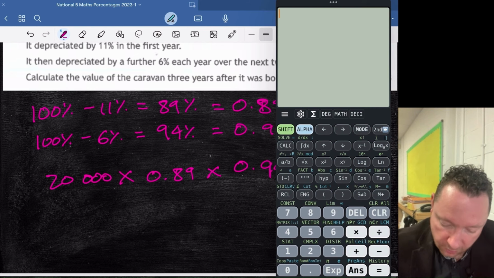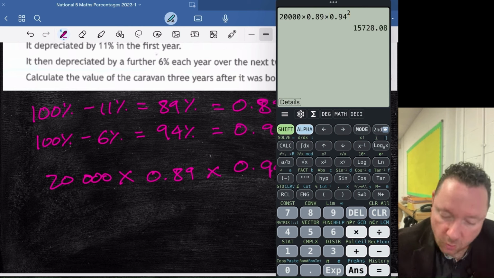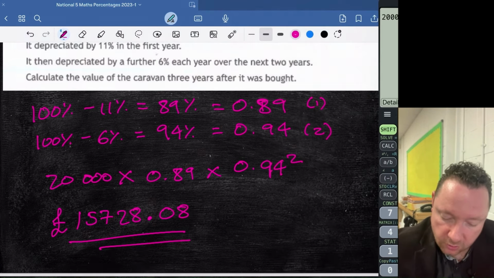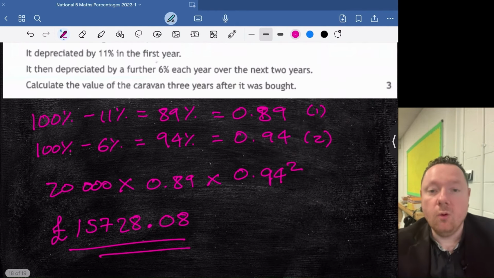And then we can do all that in our calculator. So £20,000 times 0.89 times 0.94 squared is 15728.08. Check there's no rounding to be done. Nope, so I'm done there.